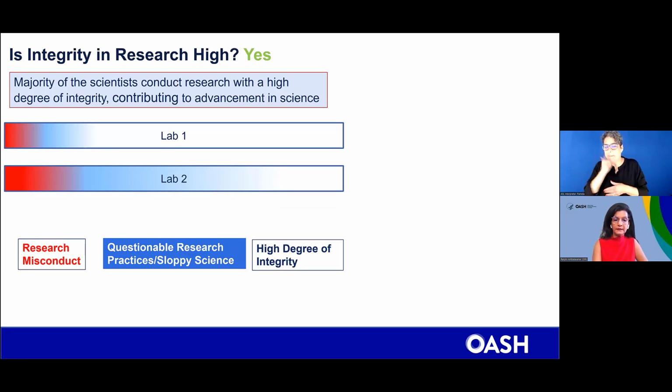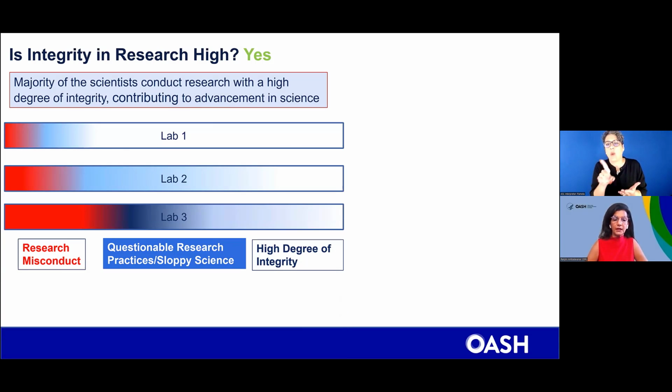If this is kept, some practices were not watched and some integrity issues are not addressed, you can go into the lab 2 situation where the shaded areas grow and you end up being a lab with a lot of research misconduct or data manipulations that happen. So it's a slippery slope.